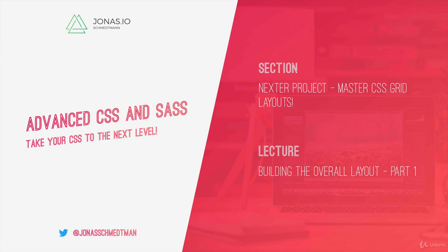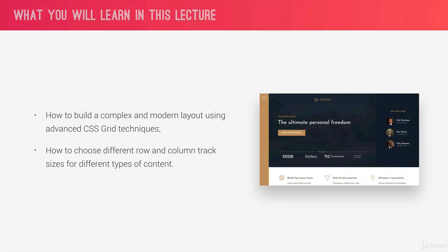In this lecture, we are going to be building the overall layout of our website. And so in this lecture, you're going to learn how to build a complex and modern layout using advanced CSS grid techniques. And so what this means is that you now will actually apply the concepts that you learned in the last section to a real-world project. And you're going to learn how to choose different row and column track sizes for different types of content in a real-world context. So this is actually going to be a rather complex lecture, and so let's get started.